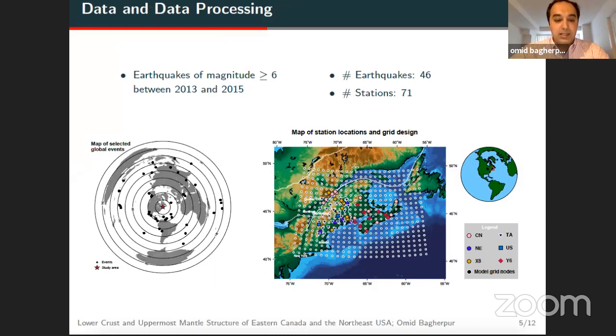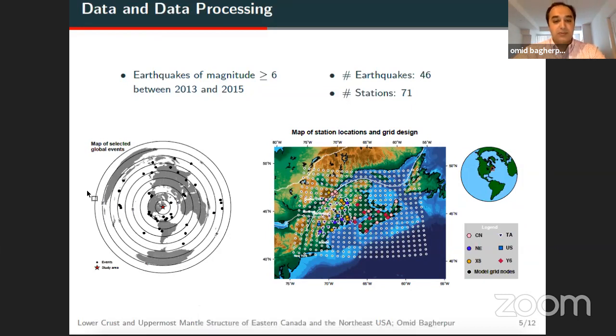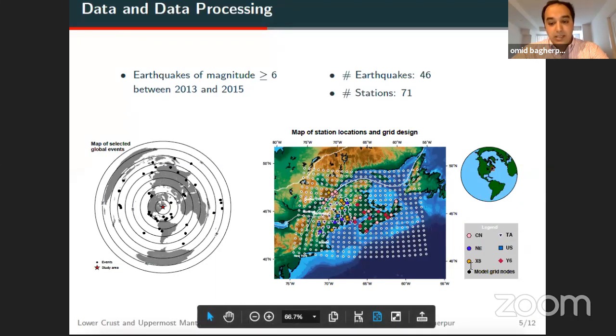So here's the data, before I get you familiar with the method. I selected 46 earthquakes out of more than 300 in the time window between 2013 and 2015, based on quality of the events and also the azimuthal distribution. More than 70% of this data were only recorded during this time window in the TA network, the X8, actually the QM3 experiment, and the SeisUK temporary stations. That's why this time window was chosen for my data set.